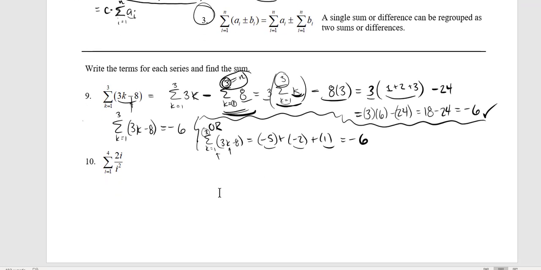Okay, so maybe pause the video and try problem 10 here. Same idea, you're adding from i equals 1 to 4, you're adding the value of 2i over i squared. I'll press ahead. Hopefully you've had a chance to pause and try this if you want.